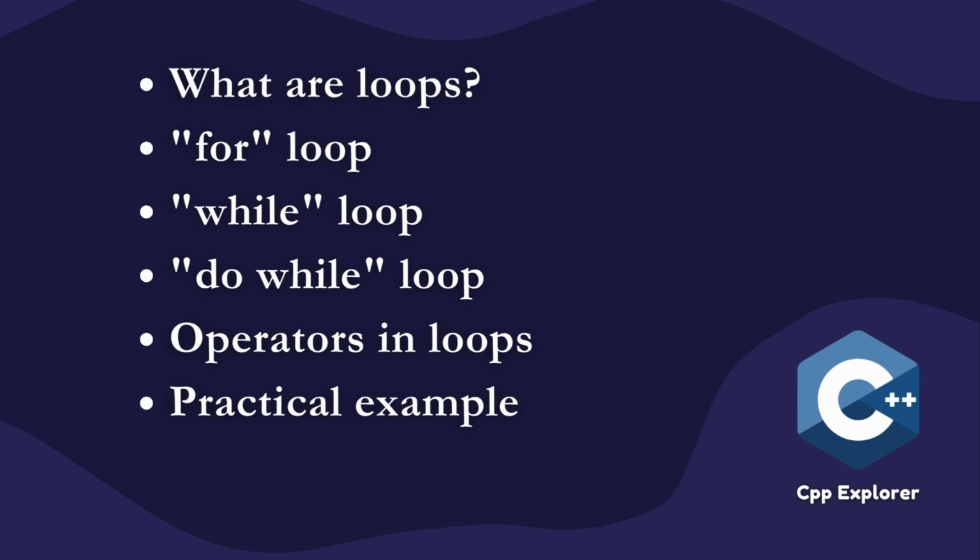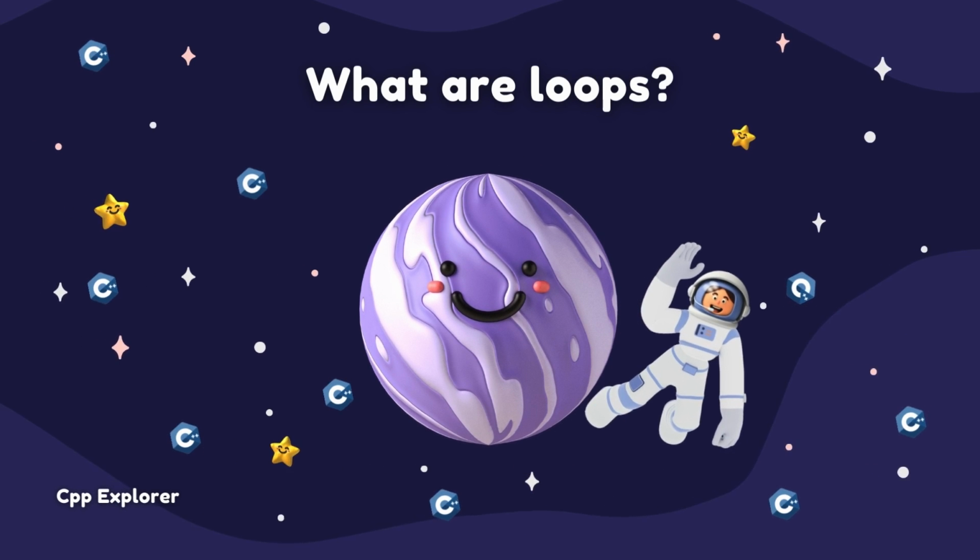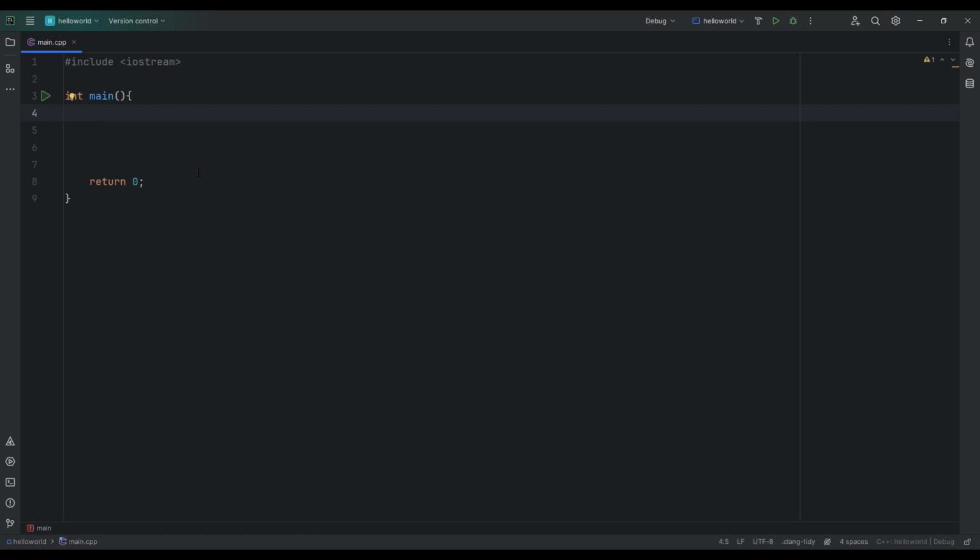During this lesson, we will study all the basic loops, as well as operators within loops, in the C++ language. To begin with, let's clarify what loops are. Loops are special constructs that allow you to execute a piece of code multiple times in a row. Moreover, you specify the number of code executions yourself.